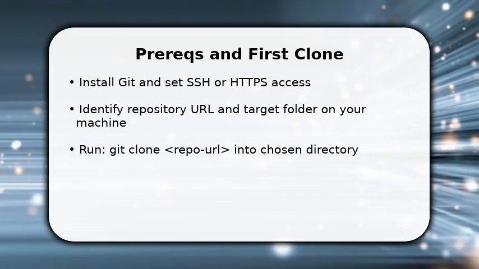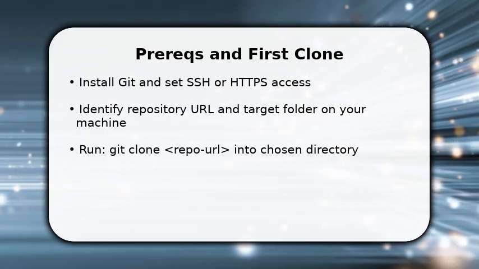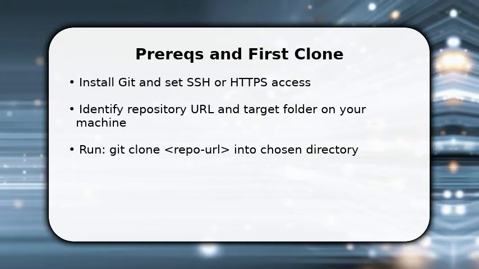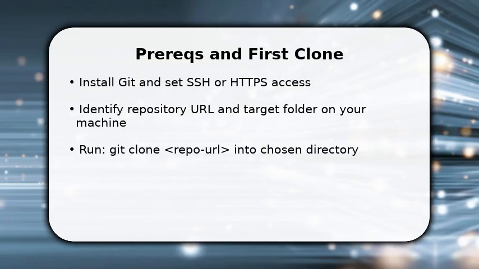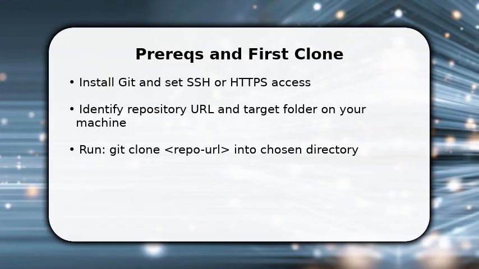You start by confirming prerequisites. Git installed and access methods set, SSH or HTTPS. Once ready, find the library repo URL on GitHub and pick a local folder. Then run git clone repo URL so files stream to your machine.